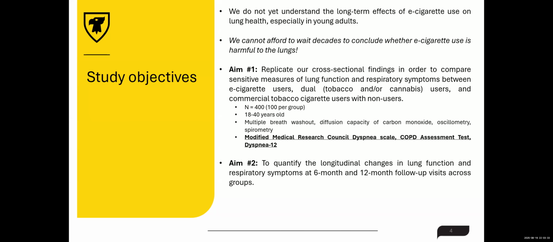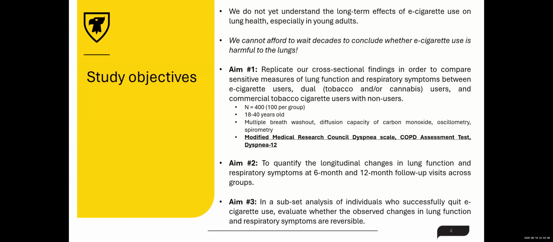Our second aim will be to quantify the longitudinal changes in lung function and respiratory symptoms at a 6-month follow-up and at a 12-month follow-up to see what the rate of change is. And then in more of an exploratory aim, we're going to look at a subset of participants who have successfully quit vaping. Not that this is a cessation study, but we just want to see the natural behavior of these people.